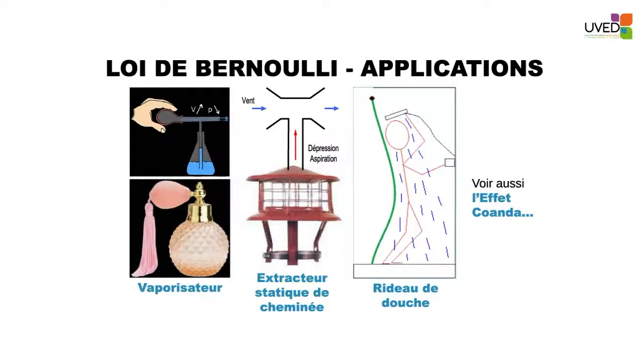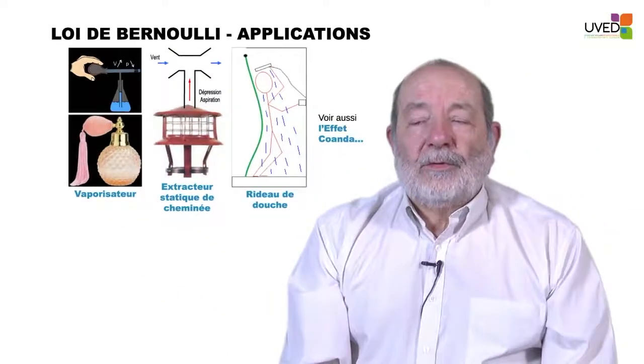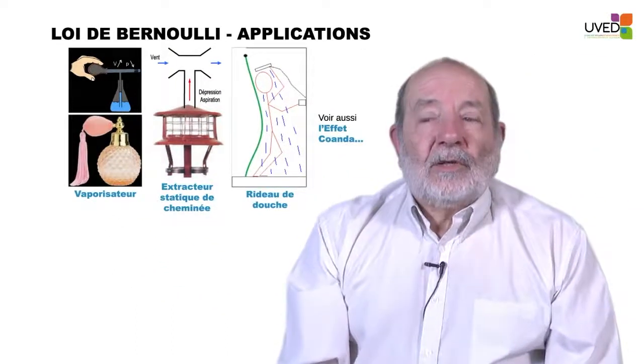We find the same law in static extractors for chimneys. Due to the shape, there is a pinching in the middle, and the wind that blows in the tube accelerates in the middle, creating a vacuum that drags the smoke gases out.